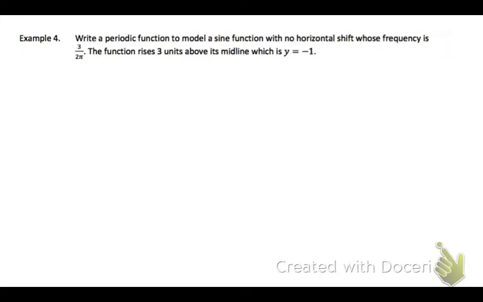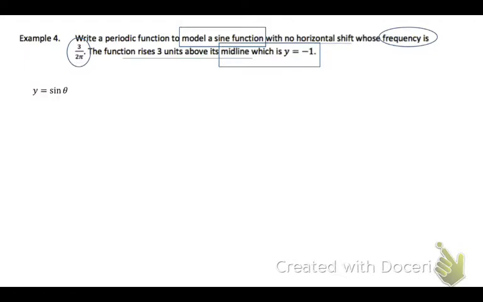Example 4. So we need to write an equation given this. So we need to write a periodic function to model a sine function that has no horizontal shift, whose frequency is 3 over 2 pi, and the function rises 3 units above its midline, and the midline is y equals -1. Kind of a lot of information, but let's just break this down.